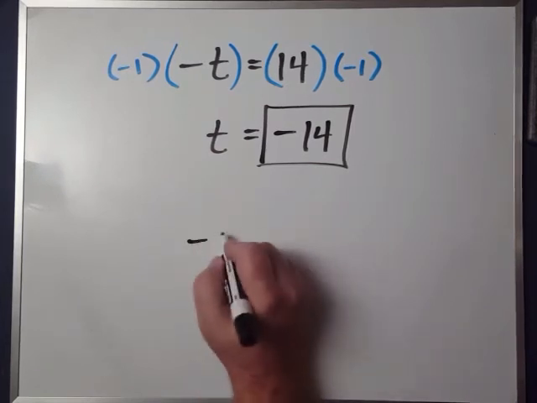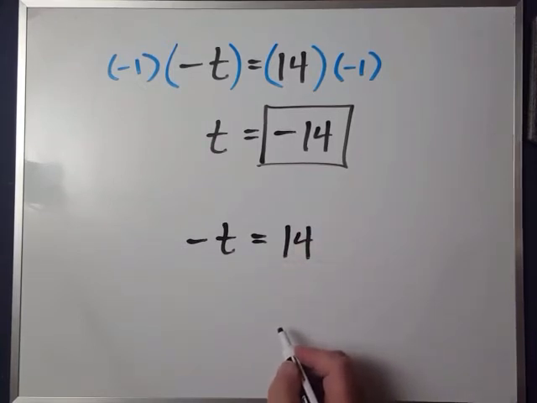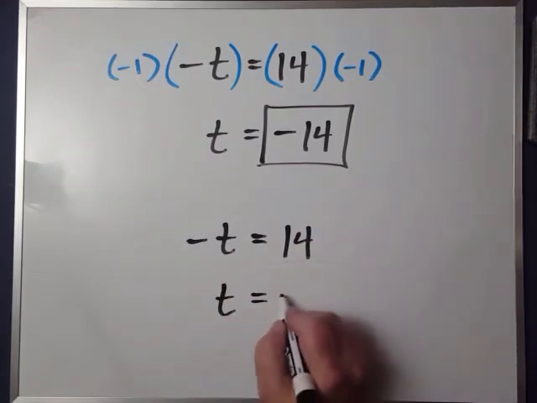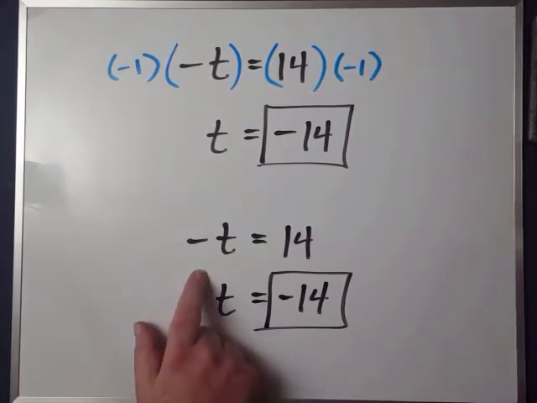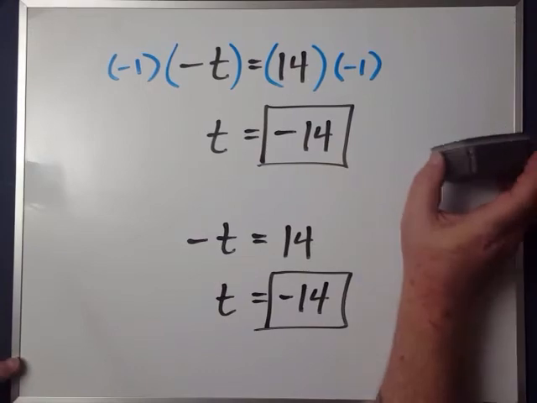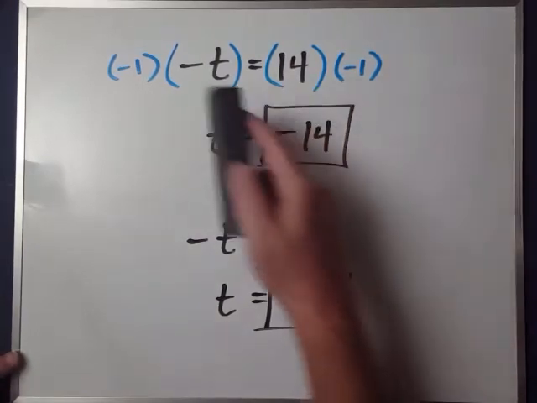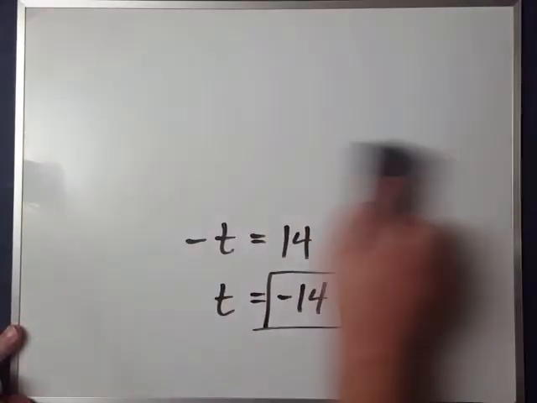Or it is sufficient to say that if the opposite of t is positive 14, then t itself must have been negative 14. Nothing wrong with that. So divide both sides by negative 1, multiply both sides by negative 1, or simply take the opposite of both sides. Those are all equivalent steps. Now when we work problems, it doesn't matter which side we take our variable to, because if we end up with a negative coefficient on our variable, we know how to handle it.